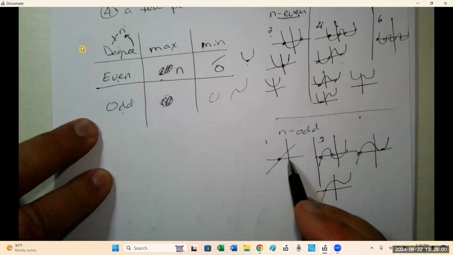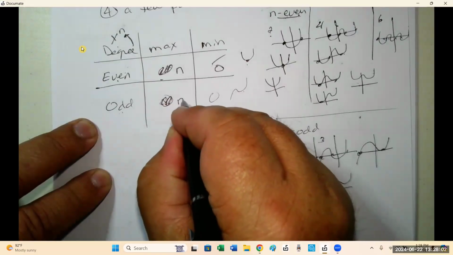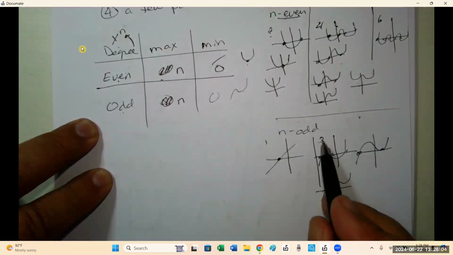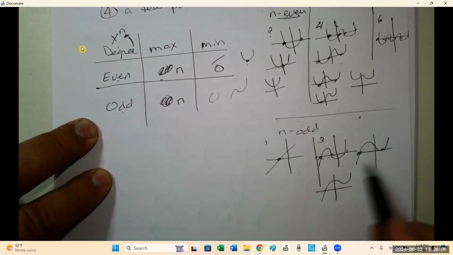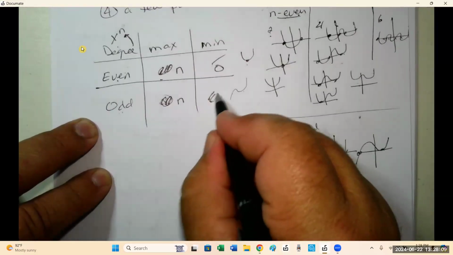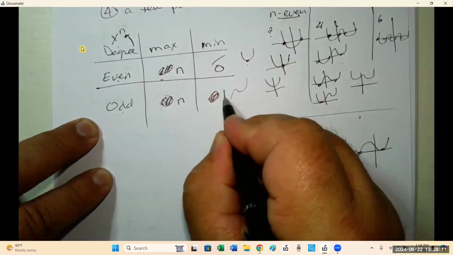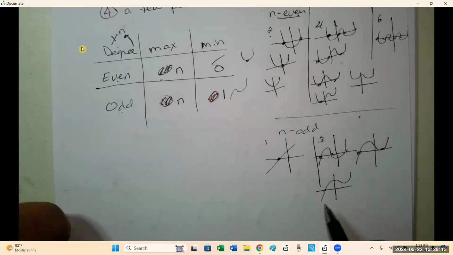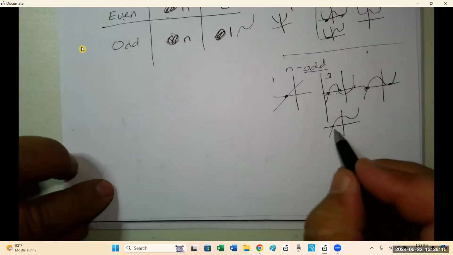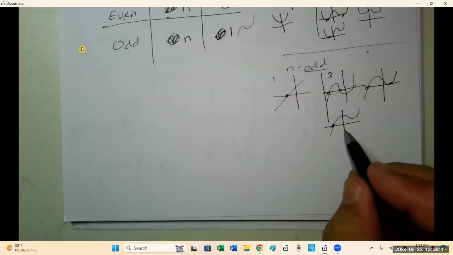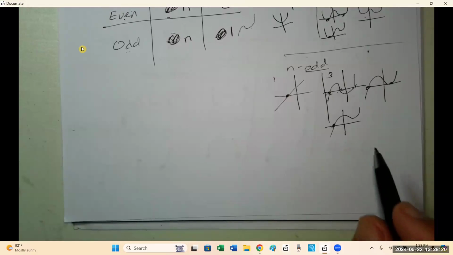If it's odd, the most you can have is n. So if n is 3, you can have 3. If n is 5, you can have 5 at most. But the least number of intercepts you can have is 1. Because if n is odd, since the ends go in opposite directions, there has to be one place where it crosses the x-axis.